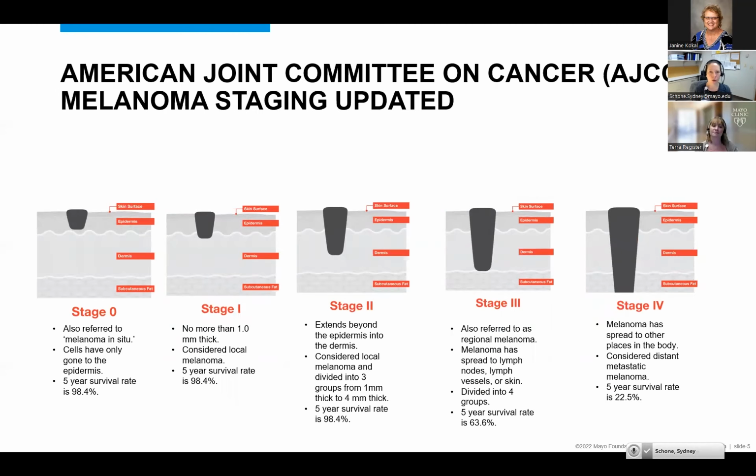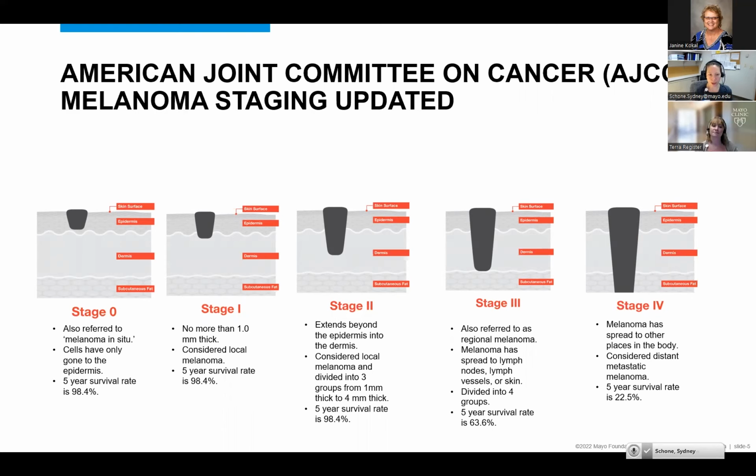So this is the new staging system, the American Joint Committee on Cancer. This is the updated version, written in 2017, and I'm going to go through that. Stage 0 is also called melanoma in situ, where the cells have only gone to the epidermis, and the survival rate is about 98%. Then you're looking at stage 1, when it is no more than 1 millimeter thick. This is considered local melanoma, and it also has a good survival rate.